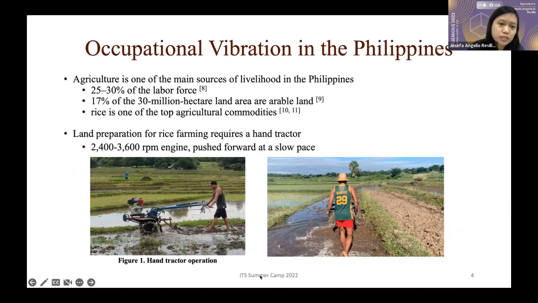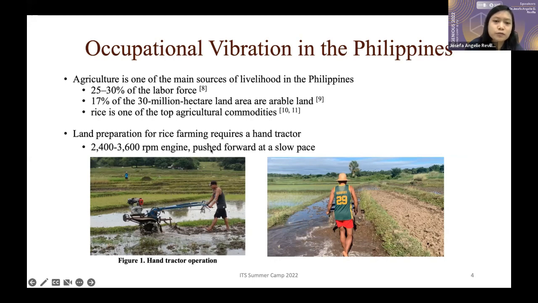As you can see in the picture here, you first need to prepare the land before you can actually plant the rice or the seeds. So let me show you here on how land preparation is being conducted. Before that, let me inform you that one of the main agricultural machinery being used to prepare the land for farming is the hand tractor. This is an example of a hand tractor.